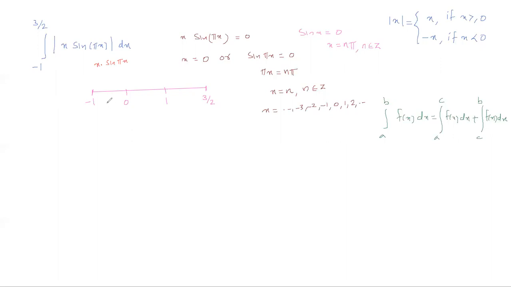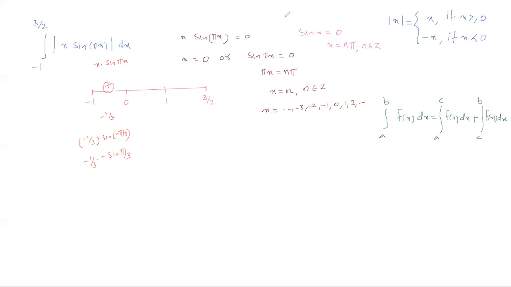Between 0 and minus 1, take a testing point, minus 1 by 3. So you can see that x, that is minus 1 by 3, into sine of minus pi by 3. That is minus 1 by 3 into sine minus theta is minus sine, so sine pi by 3. So minus into minus becomes plus.